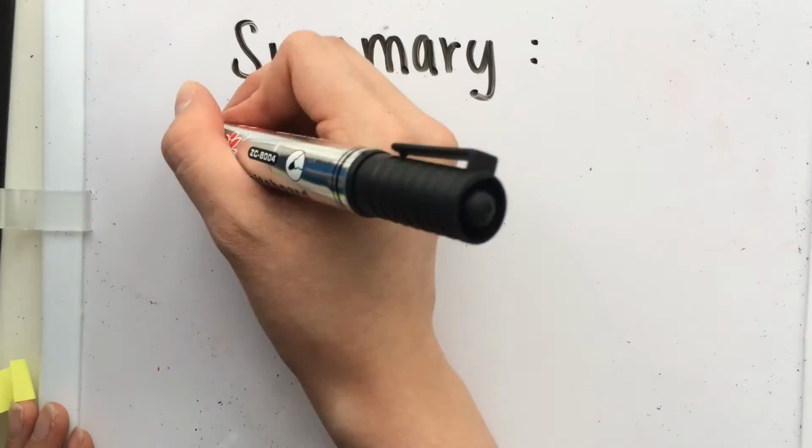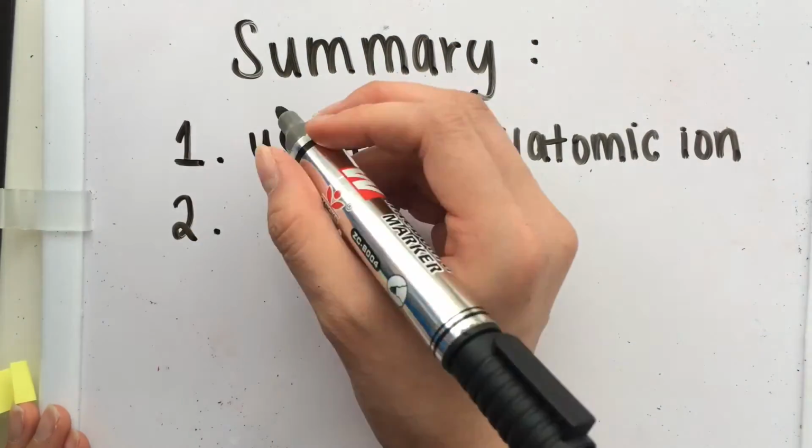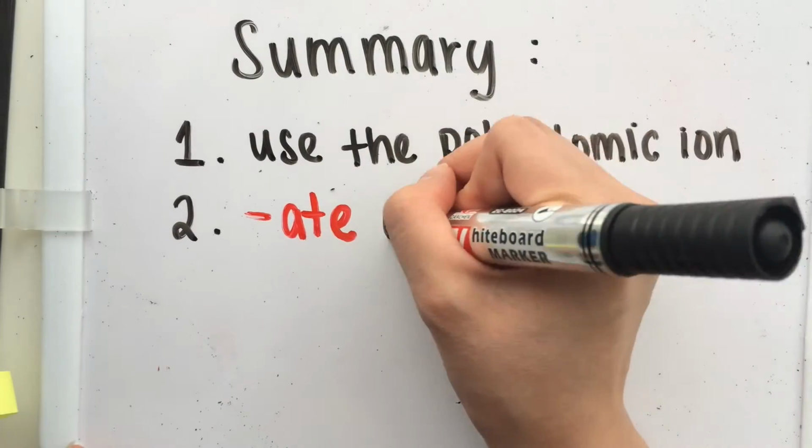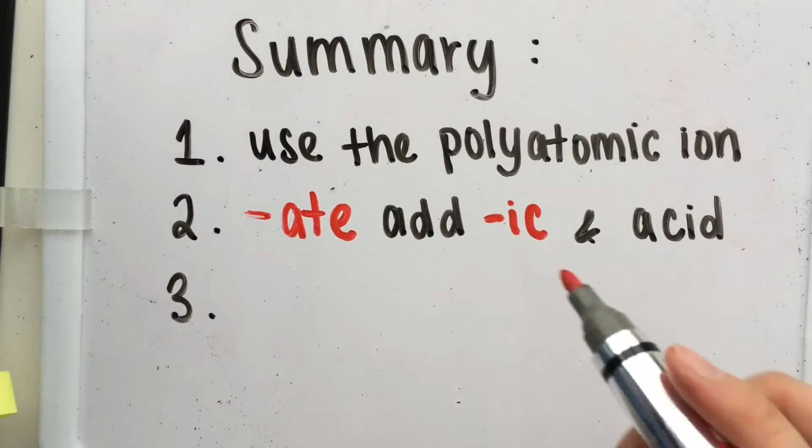Now here's a quick summary. When naming, we need to use the polyatomic ion, and if the ending ends in ate, we add ic and acid, and if the ending ends in ite, we add us and acid.